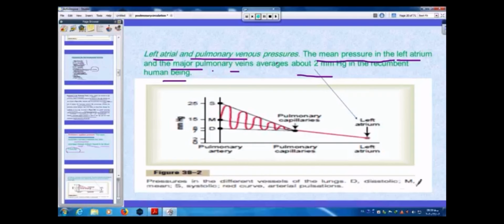D means diastolic, M means mean, and S shows the systolic. The red curve shows the arterial pulsation. You can see the systolic pressure is high, 25. The diastolic is low, 8, and the mean is 15, and the pulmonary capillary pressure is 7. In the left atrium, the pressure is low, 2. Okay, you can see the flow from the high pressure to the low pressure pathway.